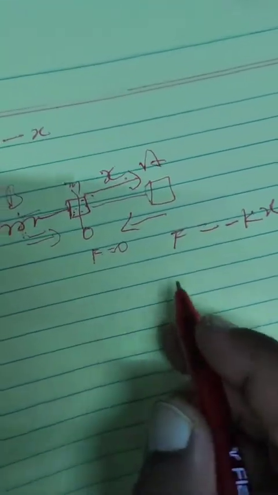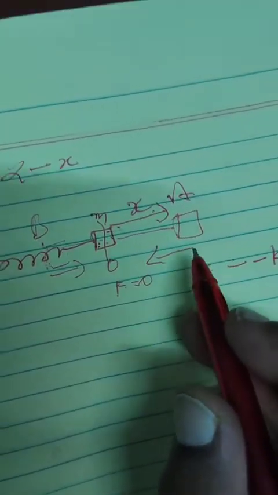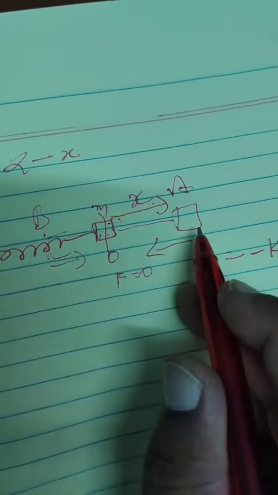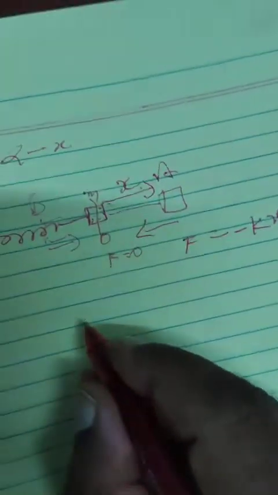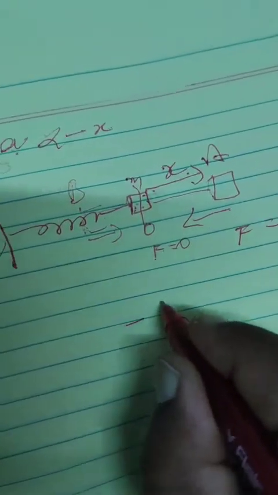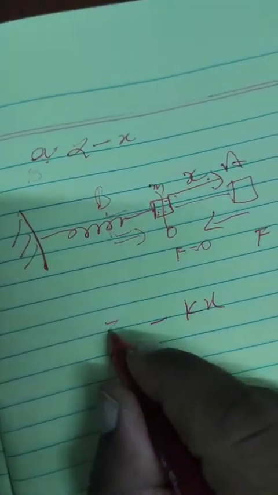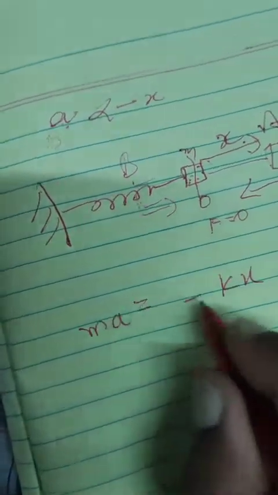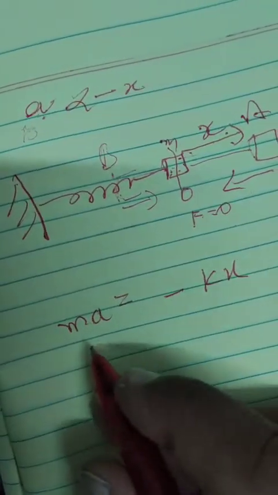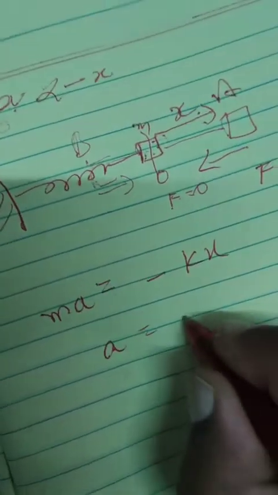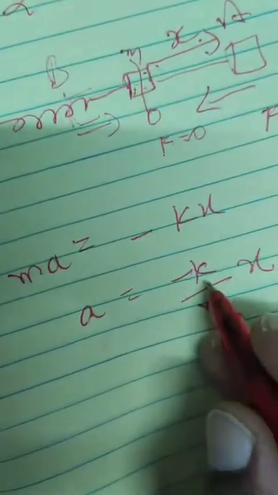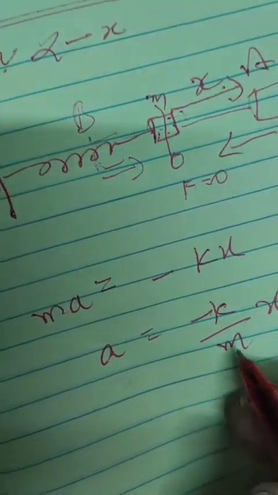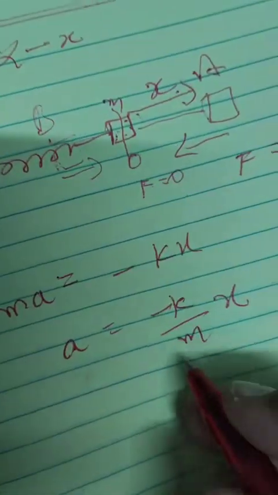To prove that, when the particle is at point A, I am observing the force it experiences: F is equal to minus kx. We can equate that force to mass into acceleration, because that is the net force acting. Net force is always equal to mass into acceleration. From this, acceleration is equal to minus k by m into x. And k is a constant for a given spring, and m is the mass of the given mass particle, which is also a constant.